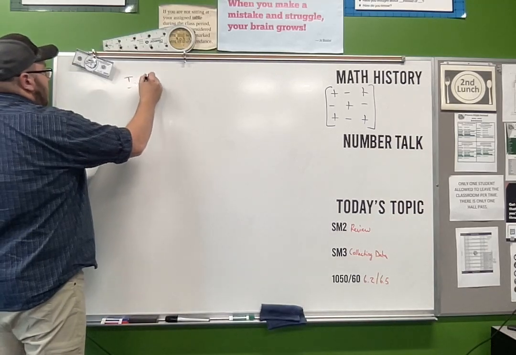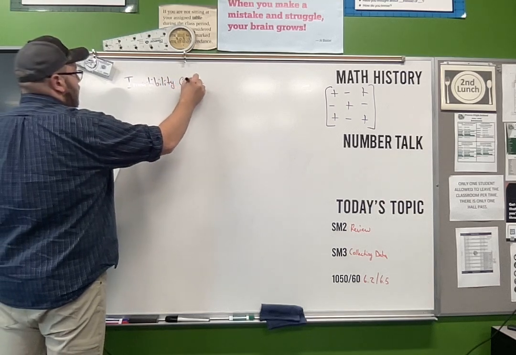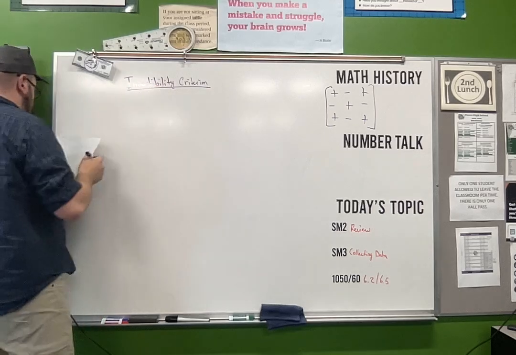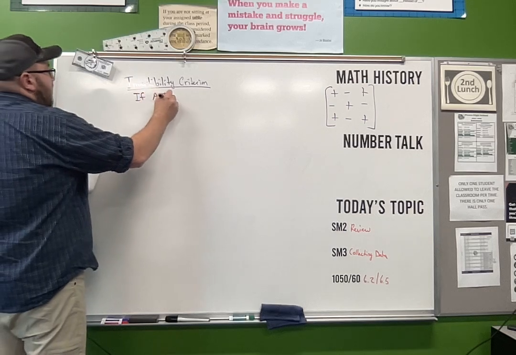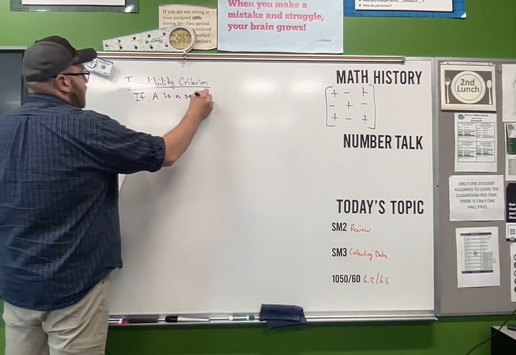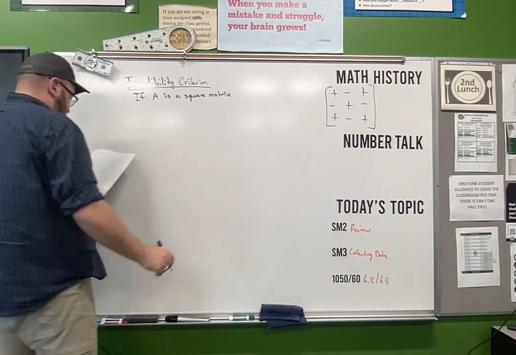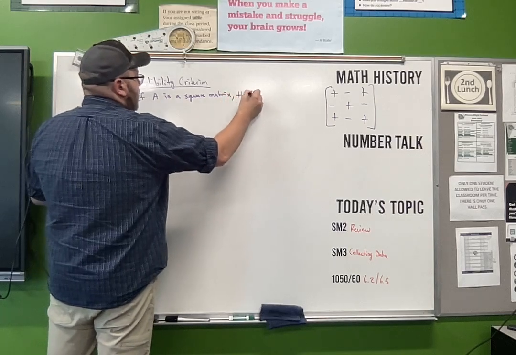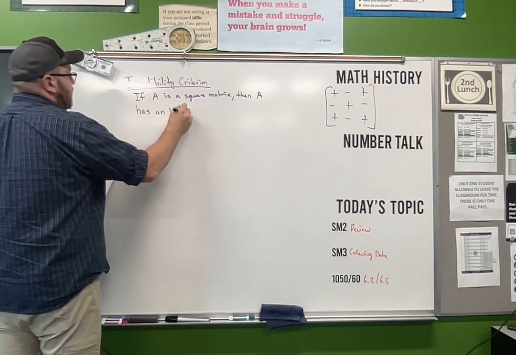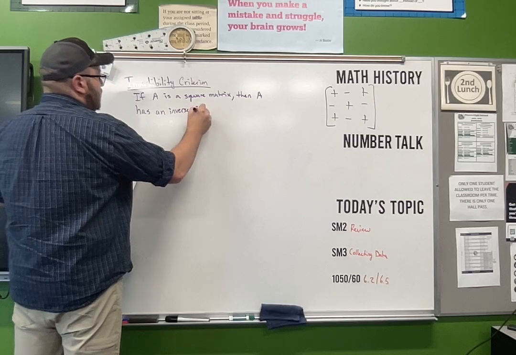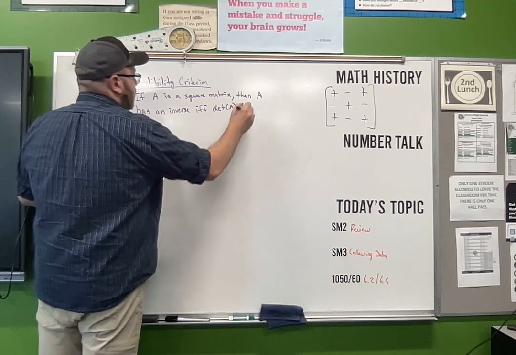Invertibility Criterion. If A is a square matrix, then A has an inverse if and only if the determinant of A is not 0.